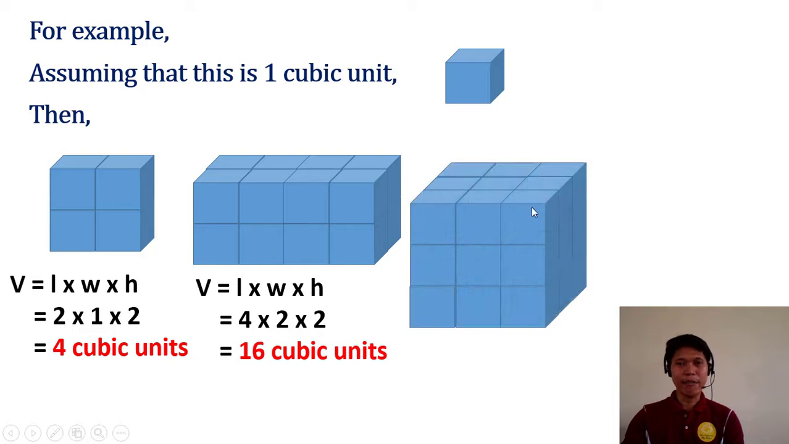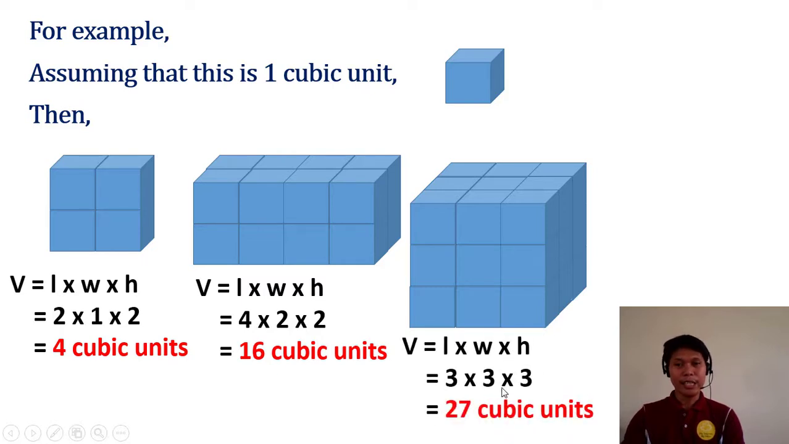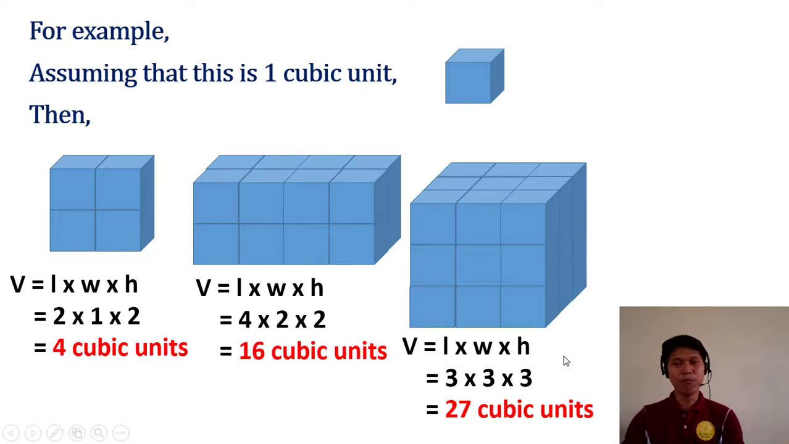And lastly, it is a 3 by 3 cube, the Rubik's cube that others are using. So we have 3 times 3 times 3, or it is 27 cubic units. If it is a cube, you can also use the formula edge cubed, or side cubed, which is e cubed. Okay, so these are the examples of the application of the formula length times width times height.